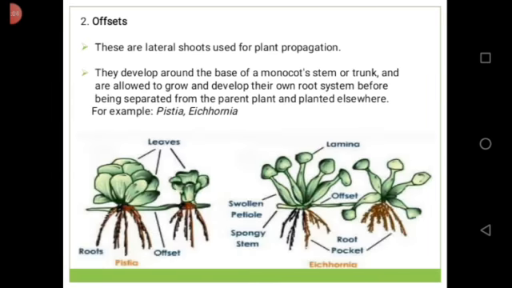Next one is offset. These are lateral shoots that are used for plant propagation. They develop around the base of the monocot stem or trunk and are allowed to grow and develop their own root system before being separated from the parent plant and planted elsewhere. For example, in the case of Pistia and Eichhornia.